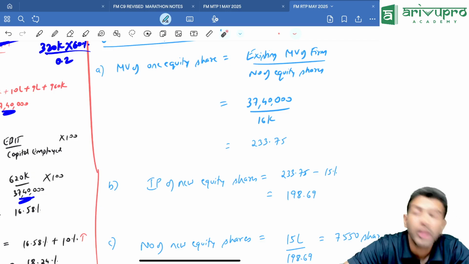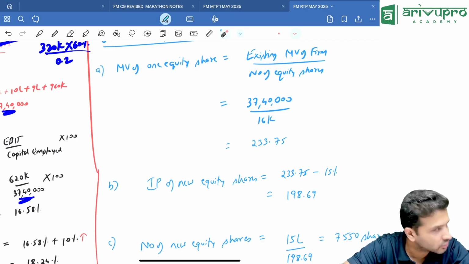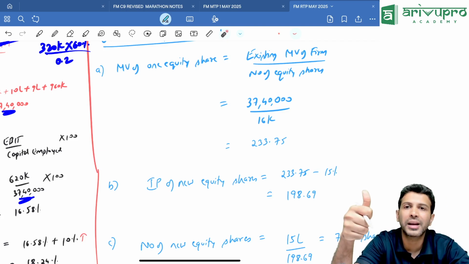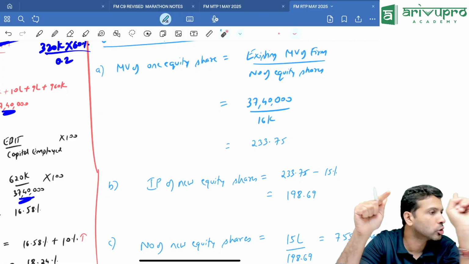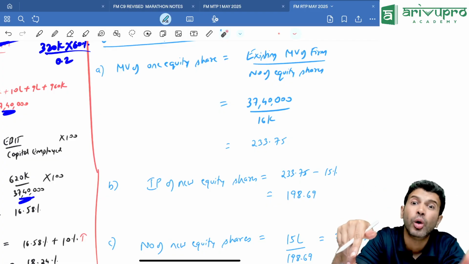Okay. In the first option, are you raising any equity shares? No. In the first option, 2/3 of the money will come through debt and 1/3 will come through preference shares. In the second option, the entire 15 lakh will come through equity shares.